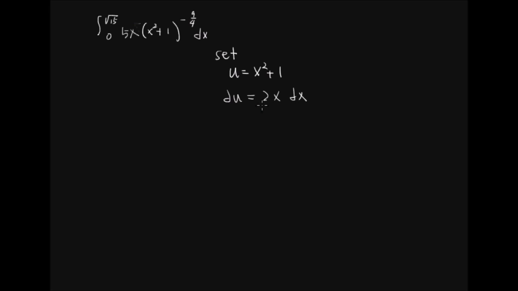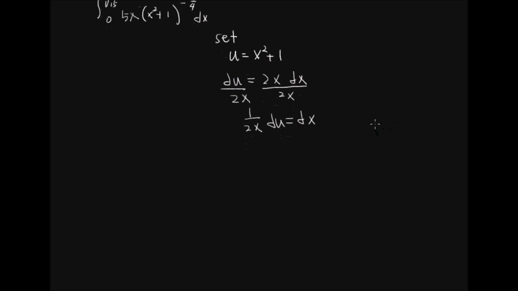So how do we do that? We simply divide both sides by 2x. Then we find dx equals 1 over 2x du. Now this integration is based on x, everything is in terms of x, and we need to change that in terms of u. How do we do that?